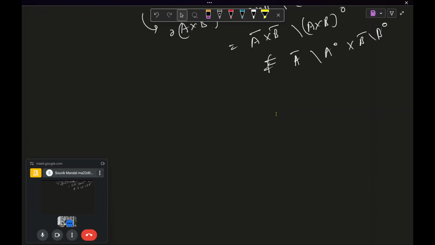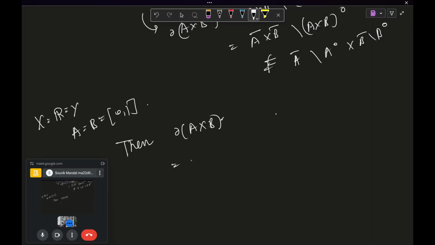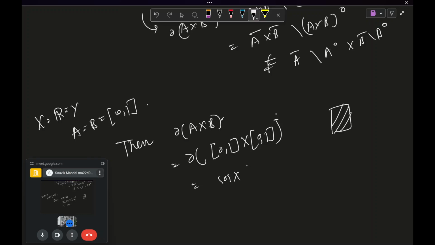But in order to prove it, we need to provide a counterexample at least, right? The counterexample is as follows. Take X equal to R equal to Y, and take A equal to B equal to the interval [0,1]. Then the boundary of A cross B: [0,1] cross [0,1] is just the unit square. Its boundary will be just the border of the unit square.